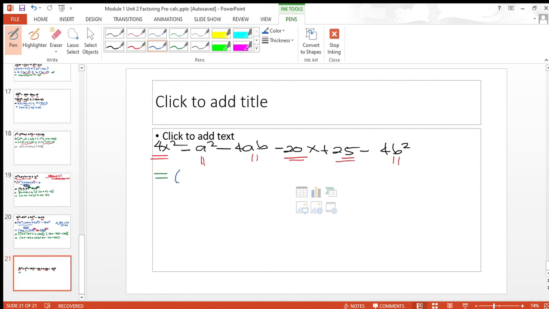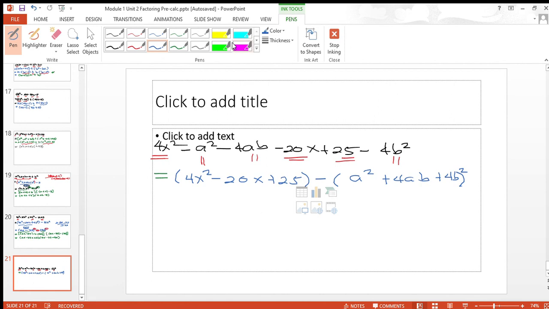We are now grouping 4x squared minus 20x plus 25. And then, for the remaining three terms, since all the terms are negative, let's group them, but let's precede the group by a negative sign. So again, if it is preceded by a negative sign, we change the signs of all the elements: from negative a squared, that becomes positive a squared, from negative 4ab, that becomes positive 4ab, from negative 4b squared, that becomes positive 4b squared.